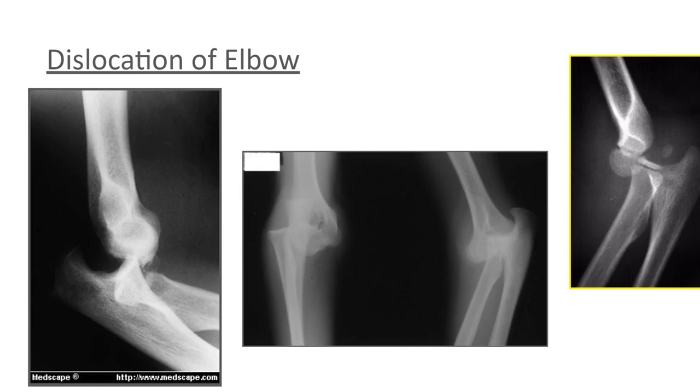Generally, with nursemaid's elbow, a slight manipulation of the elbow joint, such as positioning for an x-ray, can reduce or put the elbow back into place. So just simple moving of the arm can cause that joint to reduce. And when we say reduce, we mean the bones are put back into place. Okay, so please be familiar with nursemaid's elbow.